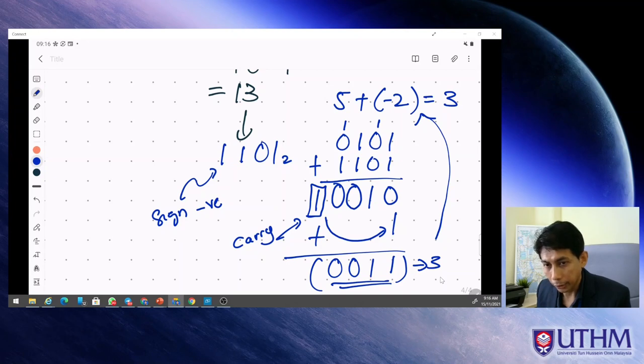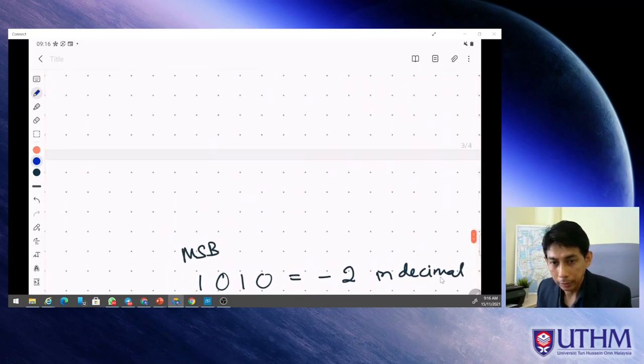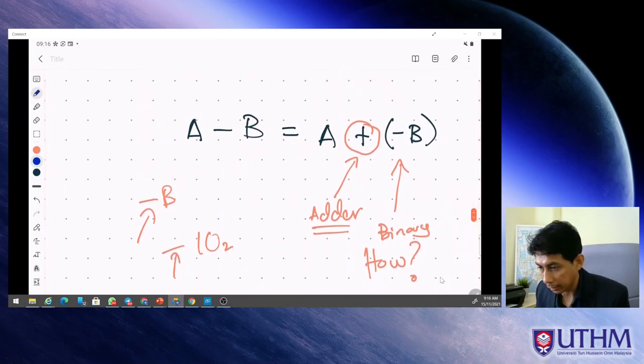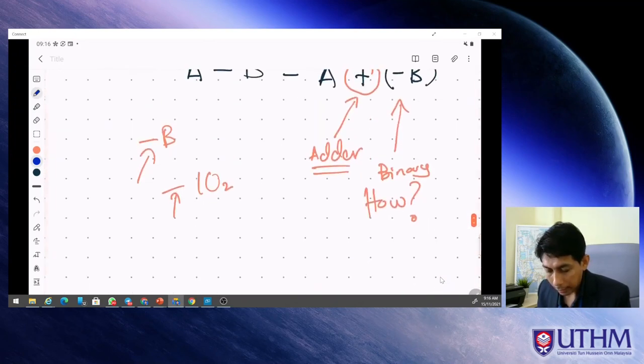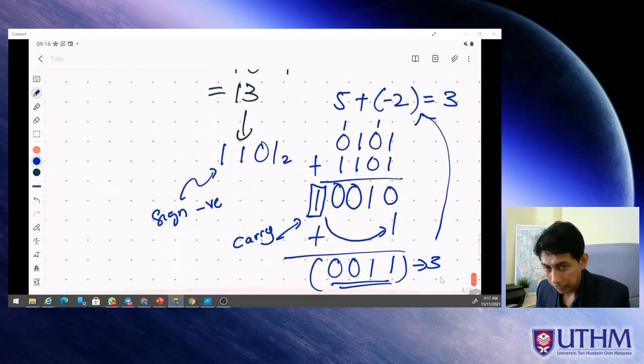Right, so the conclusion is that we can actually use first complement number, or a complement number, to represent a negative number, which is far more useful as compared to the sign and magnitude representation, where it cannot be used at all in arithmetic calculation. But for the first complement representation, we can do this.